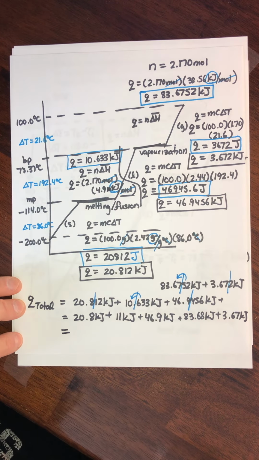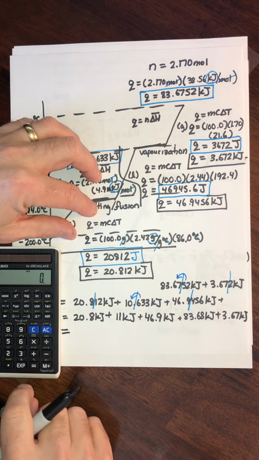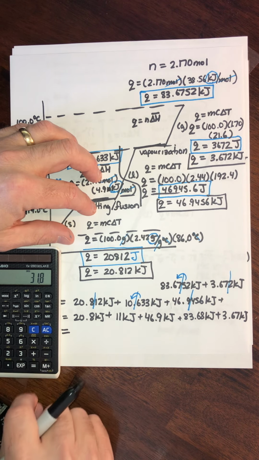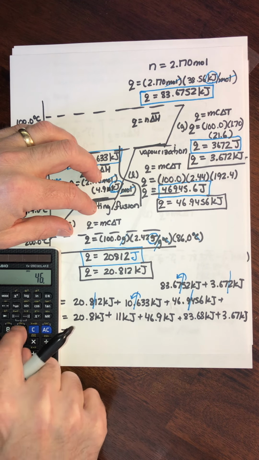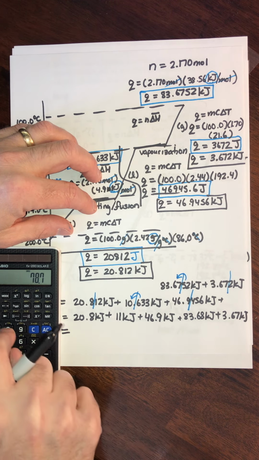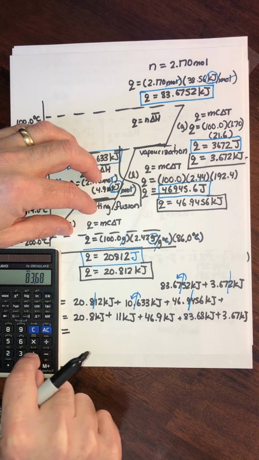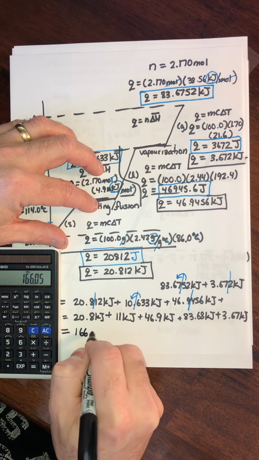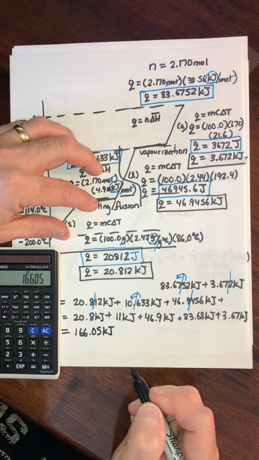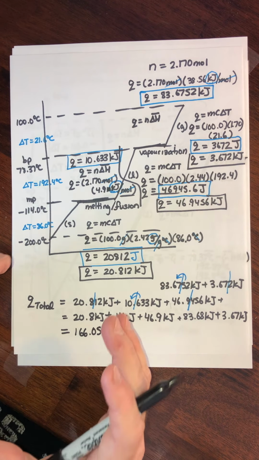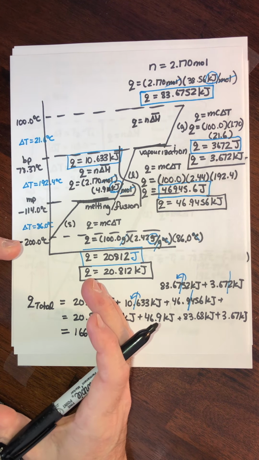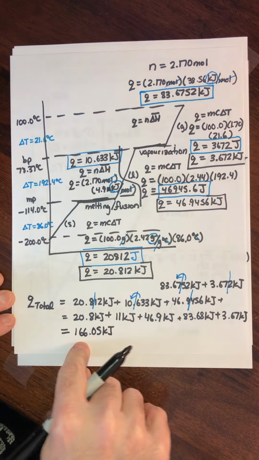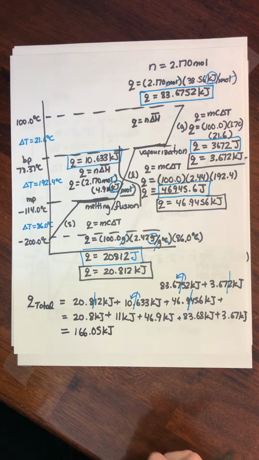If I want the total, I just need to add them up. So let's add up these down here. 20.8 plus 11 plus 46.9 plus 83.68 plus 3.67 gives me 166.05 kilojoules. So the total amount of energy required to take a block of really cold frozen ethanol and heat it all the way up to really hot ethanol vapor is 166.05 kilojoules.